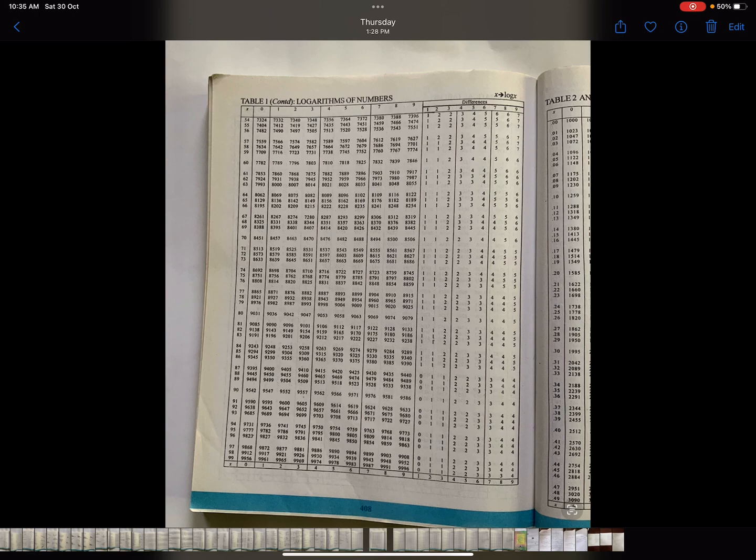Numerator divided by that. And that is, what do we get? 3.163.